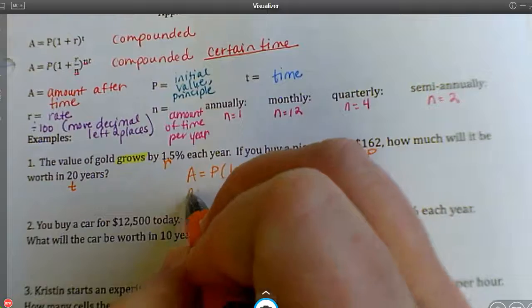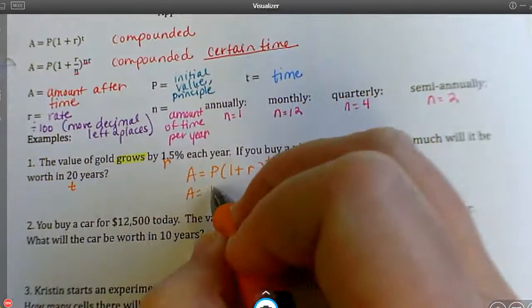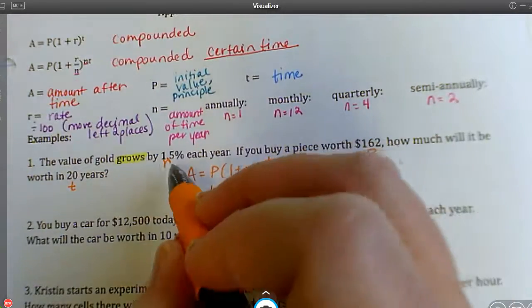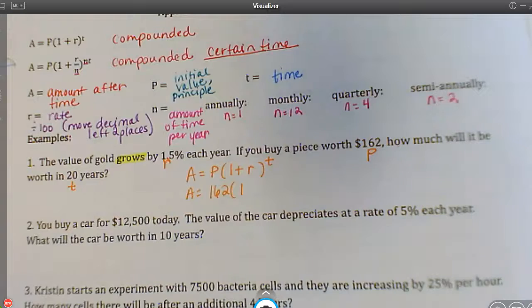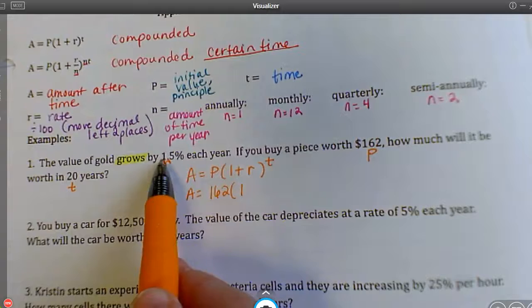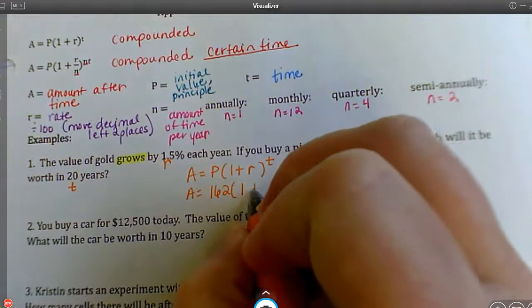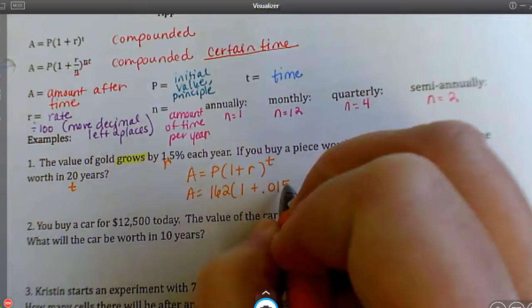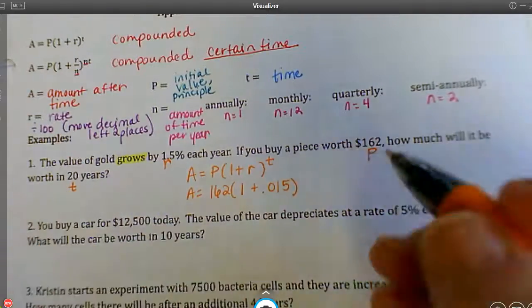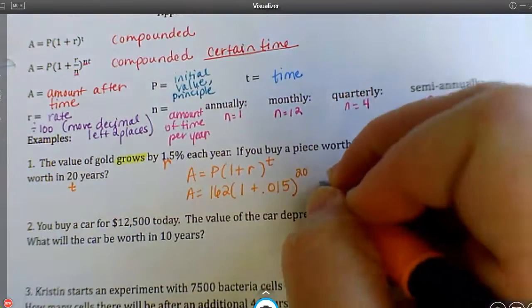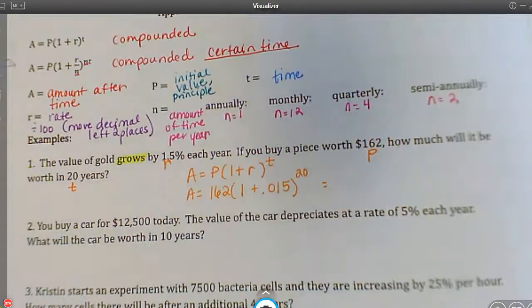So we're looking for A. P is 162. R, okay, so it's 1.5%. So either divide that by 100 or take the decimal and move it 2 places. When you move it 2 places, you would get 0.015. And then 20 years would be the T. And then from there, we just solve it.